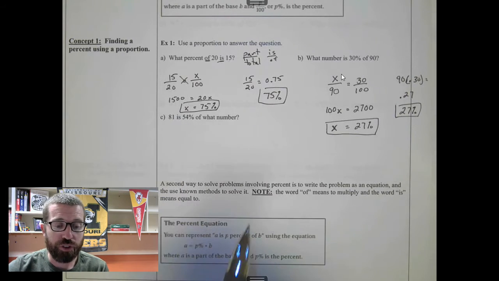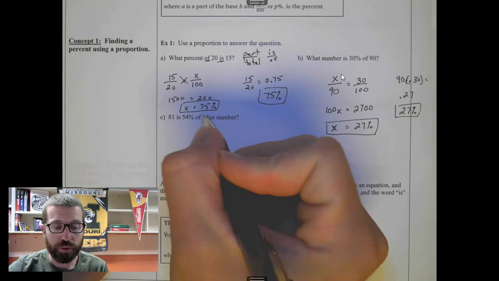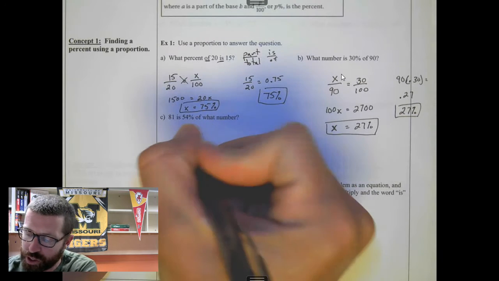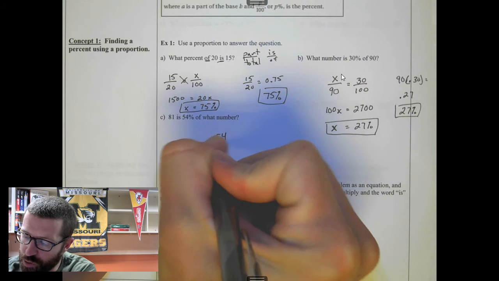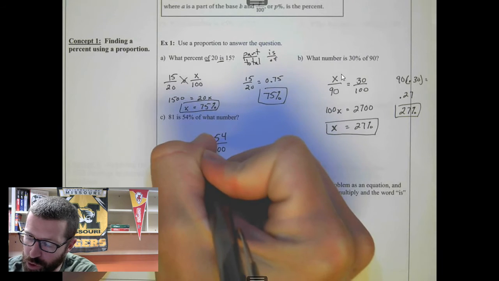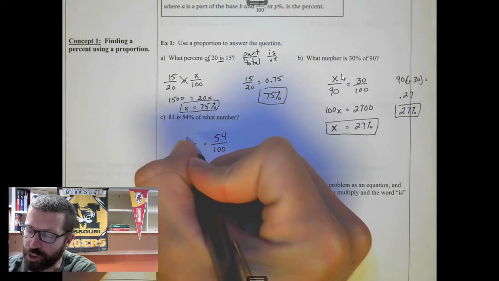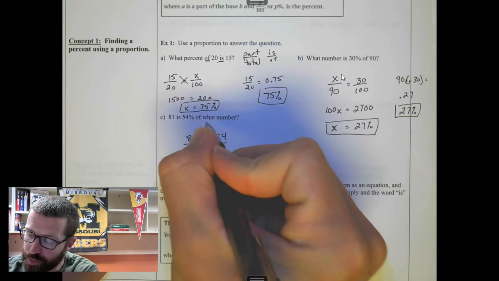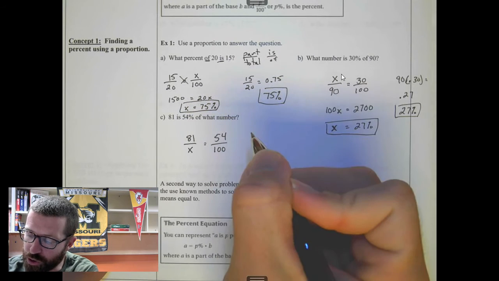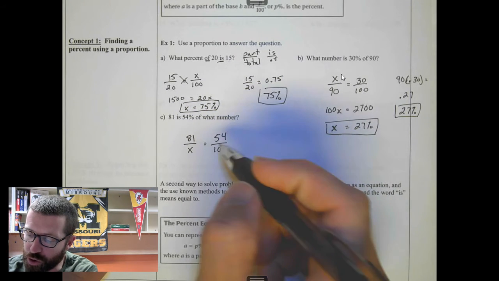Okay, this says 81 is 54% of what number? So 54 is my percent. That's over 100, so that's my part over total. And then we want to know, 81 is the part, and of what number, so my total I don't know.